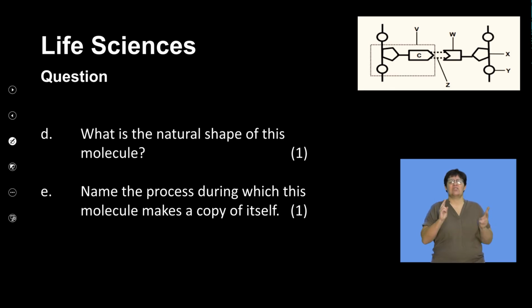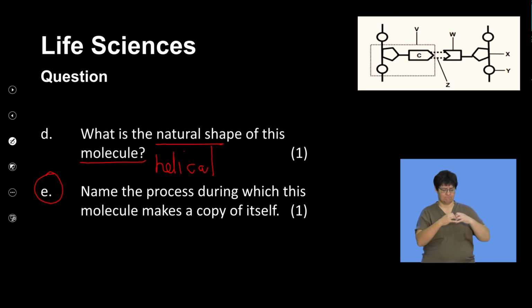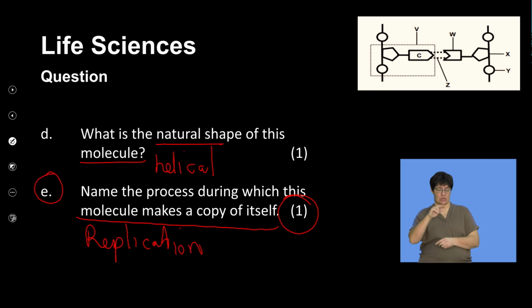The next question, what is the natural shape of this molecule? Due to the chemical bonding between the complementary base pairs, DNA takes on a helical shape. And so the natural structure of DNA is that it is helical. We move on to this last question. Name the process during which this molecule makes a copy of itself. We've spent the second half of this lesson today looking at the process of DNA replication. DNA replication is the process where DNA is copied to produce identical copies of itself, and we refer to that model as the semi-conservative model of replication.